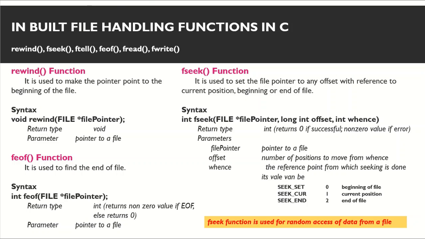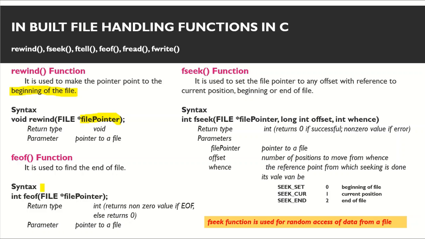Rewind function. Rewind function is used for making the pointer point to the beginning of the file. So it will rewind to the beginning of the file. The syntax is void rewind(FILE *file pointer). Only file pointer is the parameter. We just have to write rewind(file pointer) to move to the beginning of the file. Its return type is void.